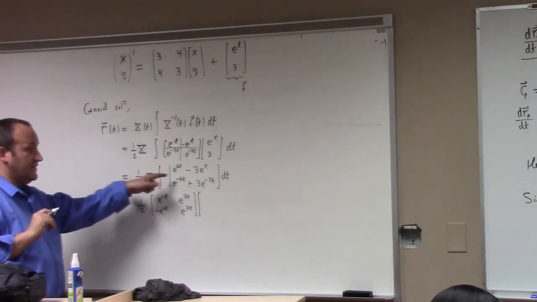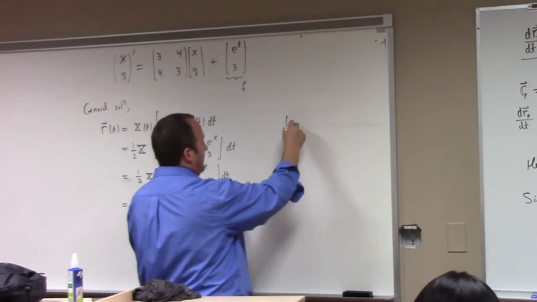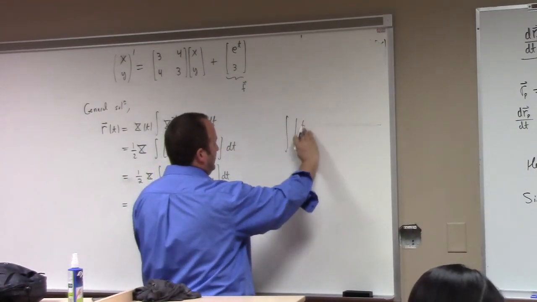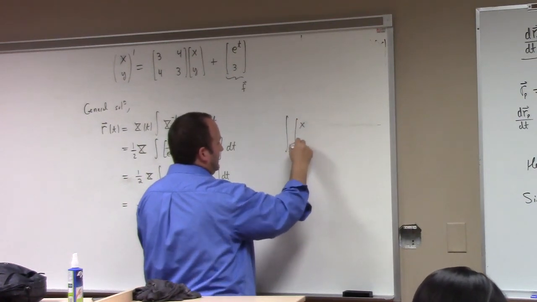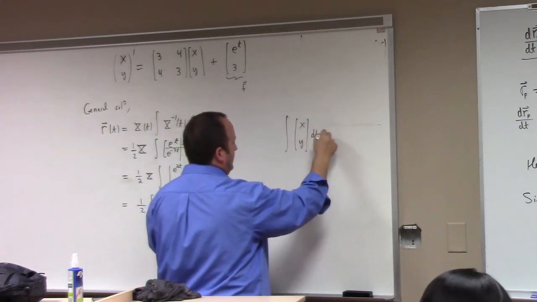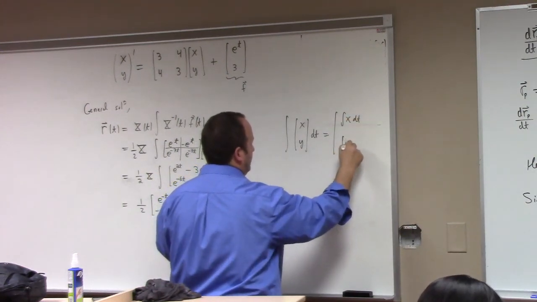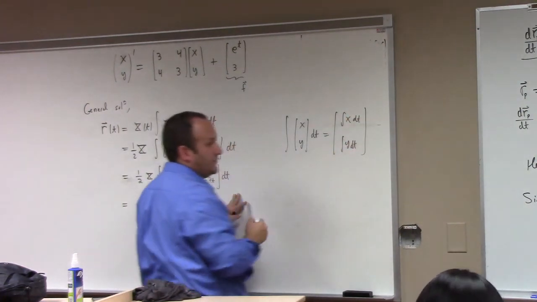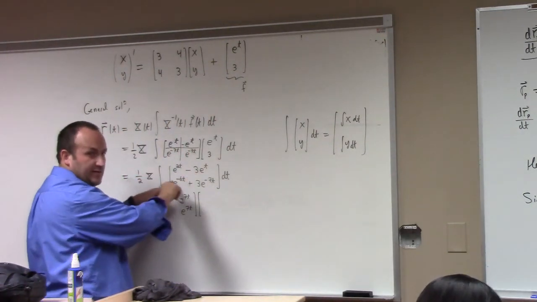Now I need to do this integral. How do you integrate a vector? Do you guys know how to integrate a vector? If I integrate, say, x, y dt, that's equal to integral of x dt, integral of y dt. That's how we do integration component-wise, all right? So in other words, I integrate the top component, I integrate the bottom component separately.